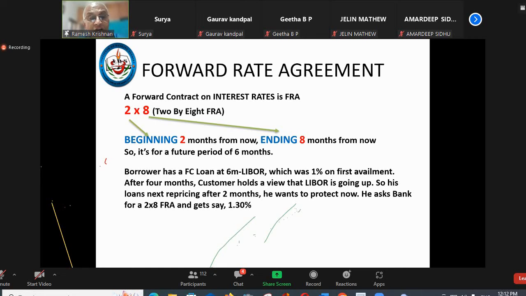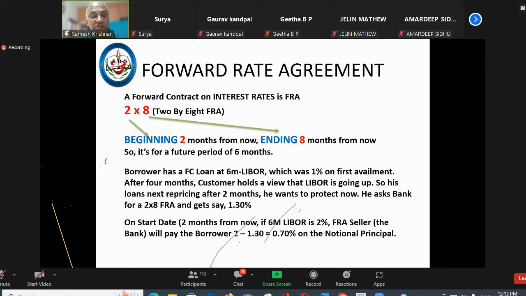After 4 months, the customer holds a view that LIBOR is going up. His next reset is due after 6 months, which means another 2 months more. But in the 4th month itself, he has taken a view that in 2 months' time, it will go further up. So his next repricing is after 2 months, and that should run for another 2 plus 6 months. So it is a 2/8 FRA. 2 plus 6 is 8. So he needs a 2/8 FRA, and suppose that price is 1.30.